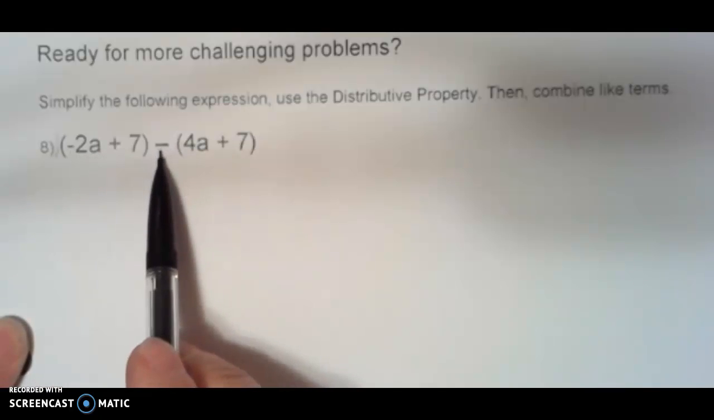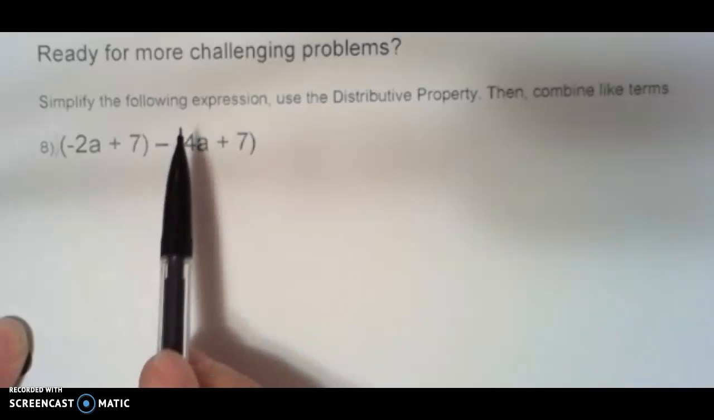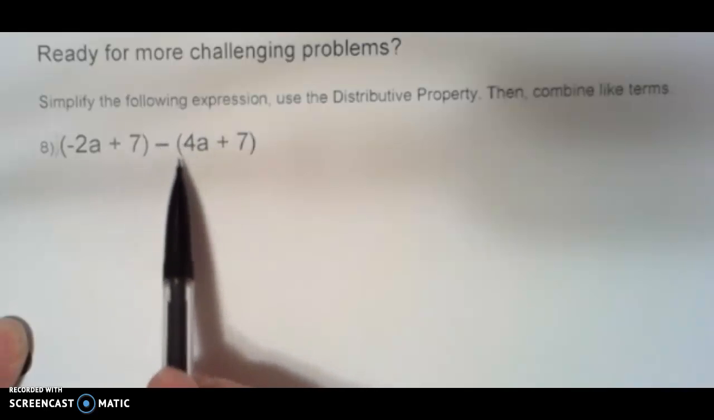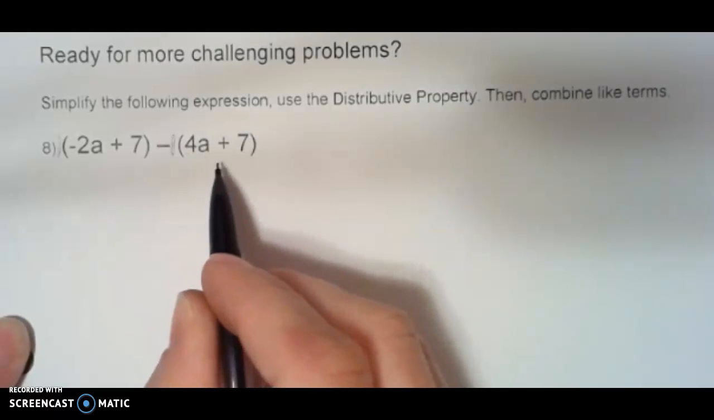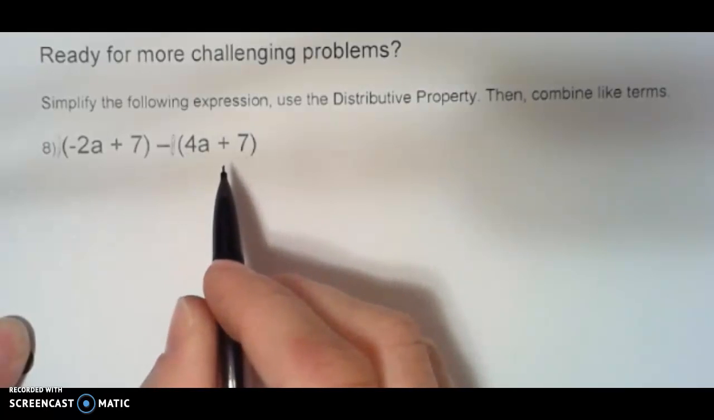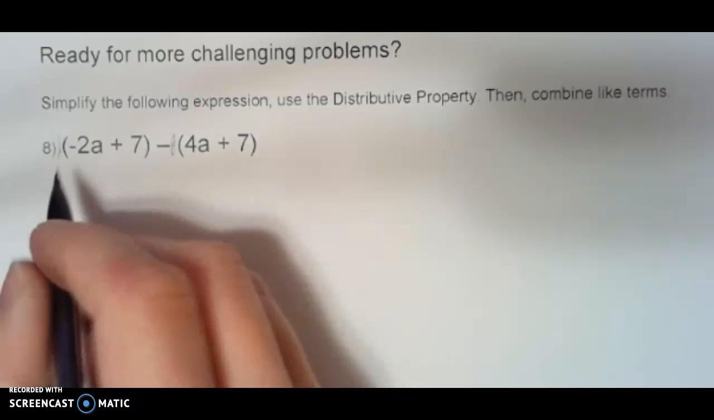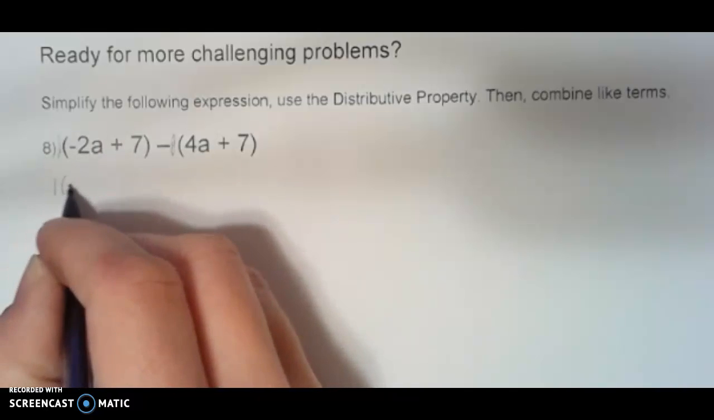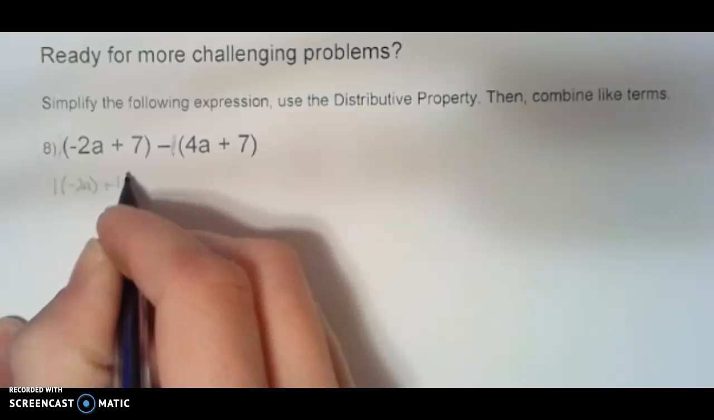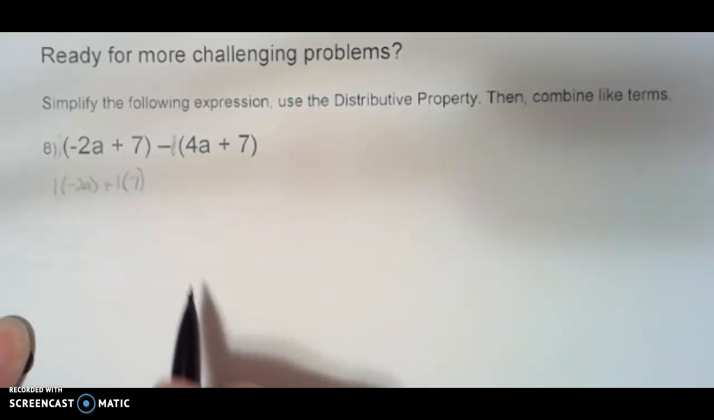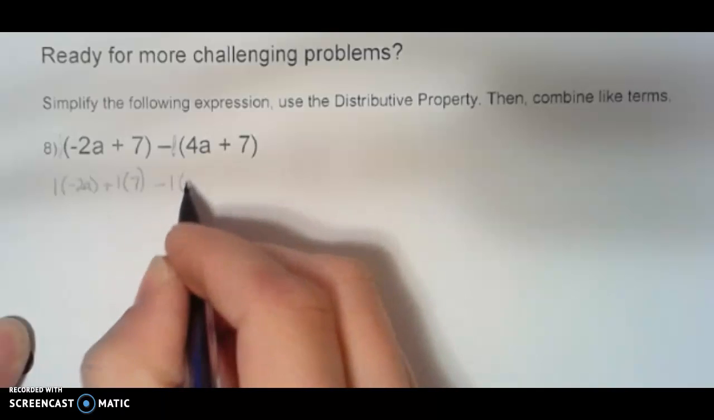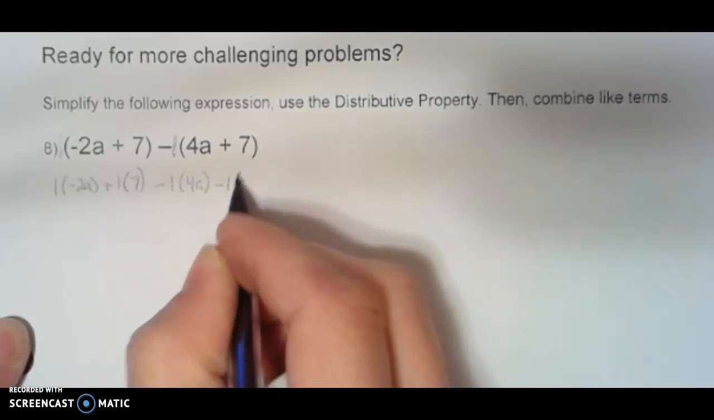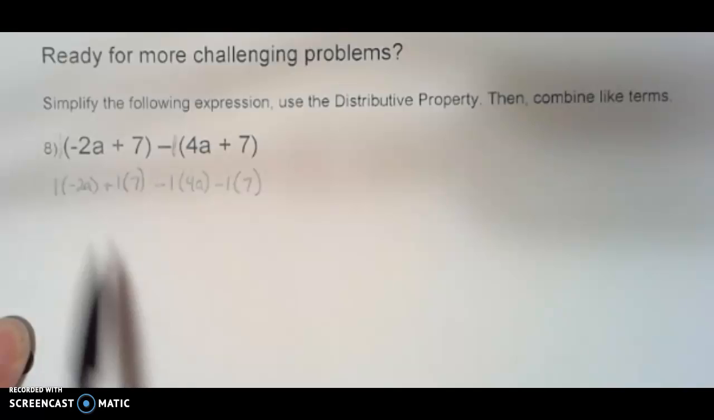Okay, so I'm going to distribute 1 to each term here. Then this minus is what we were just talking about up above. When we've got that minus by itself in front of the parentheses, that's the number -1 that I need to distribute to each term here. So if I distribute 1 to the first set, 1 times -2a plus 1 times 7. And then if I distribute -1 to the second set, -1 times 4a minus 1 times 7. I need to multiply to figure out what my expression is going to say.